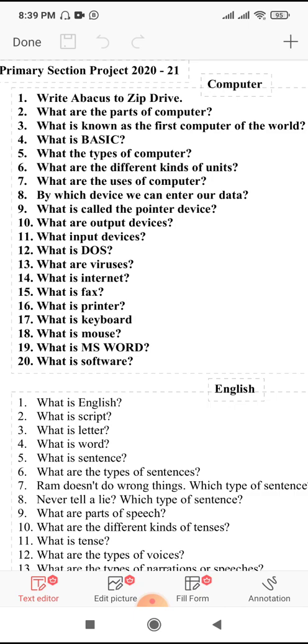Analog computer, digital computer, and the combination of analog and digital is the hybrid computer. In another way, there is the minicomputer, microcomputer, macrocomputer and mainframe computer. Okay, these are other types of computer.